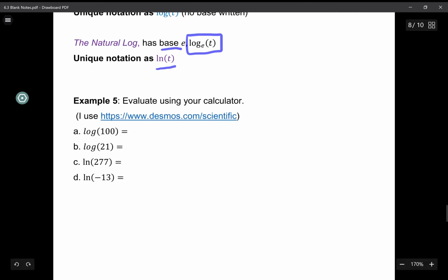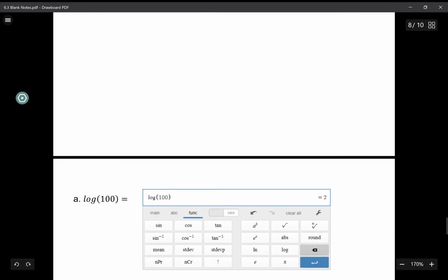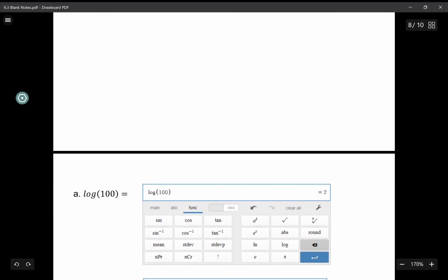All right, I went ahead and calculated these on Desmos. Let's look at what I got. If I typed in log base 10, or just log, and I used this button right here, log of 100, I got 2, and that makes good sense, hopefully, because 10 squared is 100. So we actually probably could have figured that one out on our own.